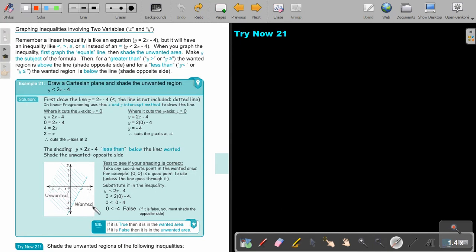Take any point in the wanted. Now in this case, I actually take the point 0, 0. It's in the unwanted. Doesn't matter what point. But if it's in the unwanted, it must make the statement false. So if I put it in, not the equal sign, only the inequality, I say 0 is smaller than -4. That's incorrect. That's false. So that point is in the unwanted, exactly what I indicated there. If it's true, then it's the wanted area, and if it's false, then it's the unwanted area.